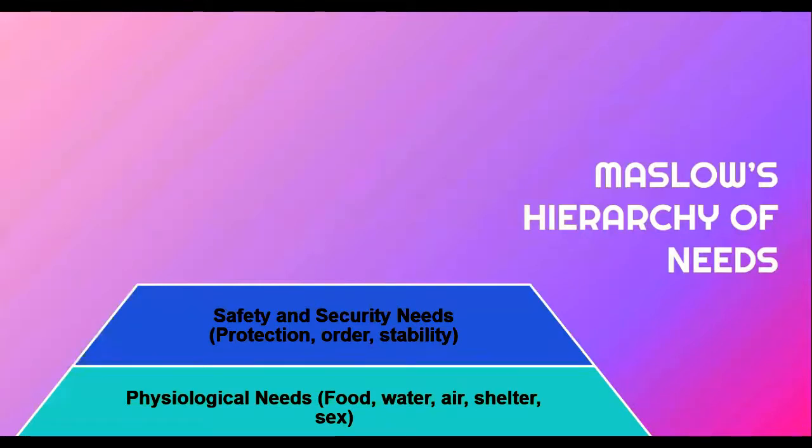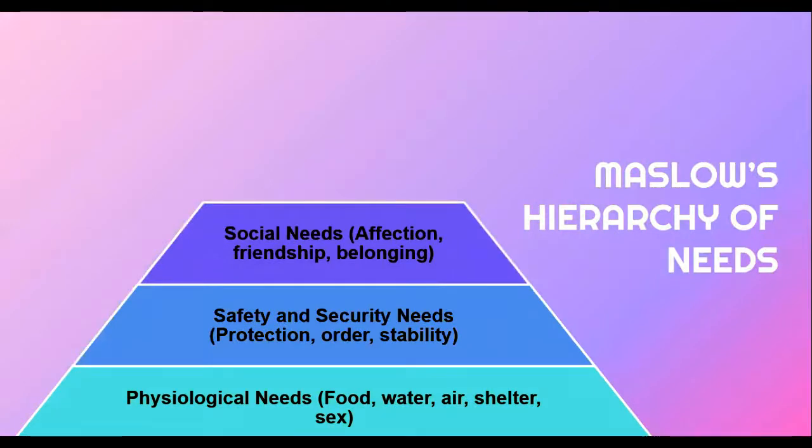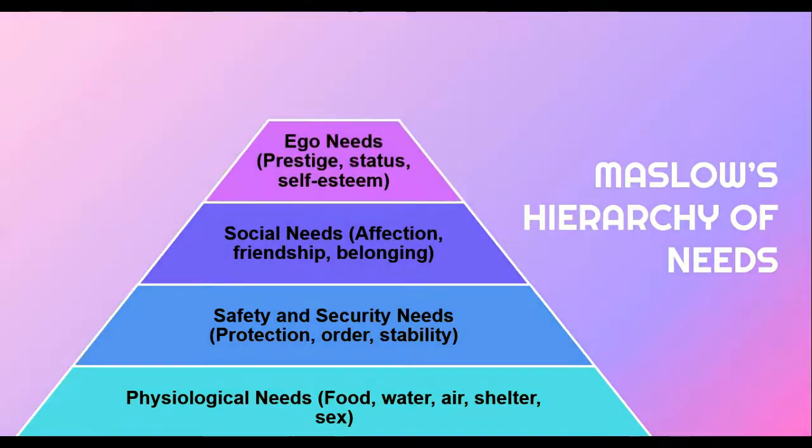Then comes the third level of Maslow's hierarchy, which consists of social needs. These include love, affection, belonging, and acceptance. These are the social needs. When social needs are more or less satisfied, the fourth level of Maslow's hierarchy becomes operative.